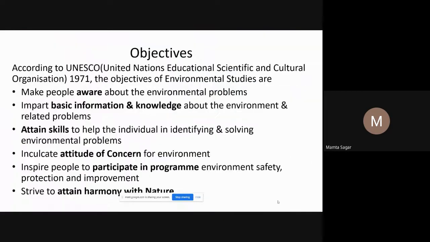So here you can see what are the objectives according to UNESCO. What is UNESCO? United Nations Educational, Scientific and Cultural Organization. So it was established in 1971. Okay, sorry. I mean, the year of establishment is not confirmed, but the objectives have been displayed. So what are the different objectives of the environmental studies? According to UNESCO, these are the objectives. We will discuss these objectives one by one.